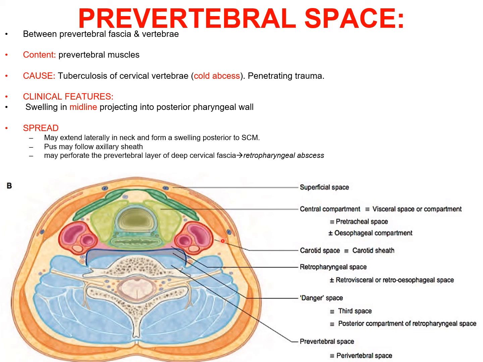the sternocleidomastoid muscle. Since it is lying deep to the prevertebral layer, the pus may follow the axillary sheath, which is derived from the prevertebral layer, and may extend into the axilla, as I have told you. The pus may also perforate the prevertebral layer and may go into the retropharyngeal space and may cause a retropharyngeal abscess also. Clear?